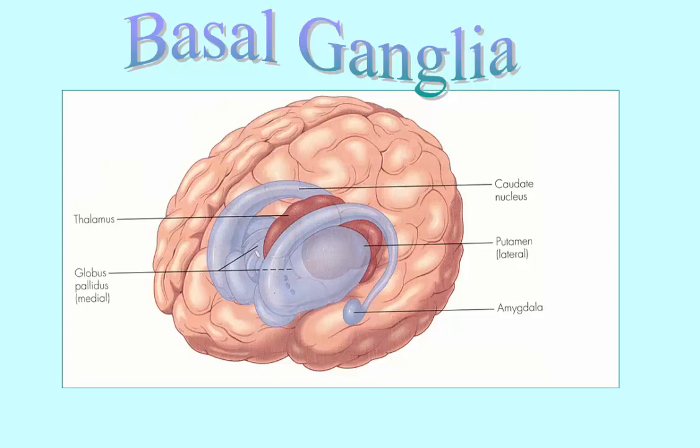So the main structures of the basal ganglia are the globus pallidus, the caudate nucleus, and the putamen. So I'd like you to remember those names are part of the basal ganglia. You don't have to know where they are, but if you were to read those and I asked you, hey, where would I find the globus pallidus? I'd like you to know it's not in the limbic system, it's in the basal ganglia.